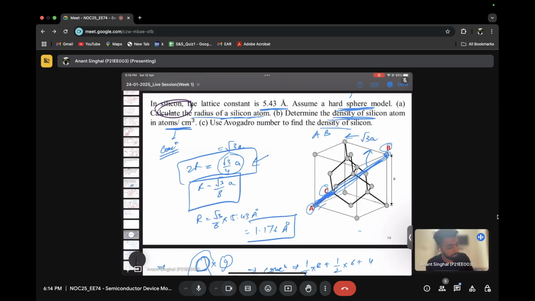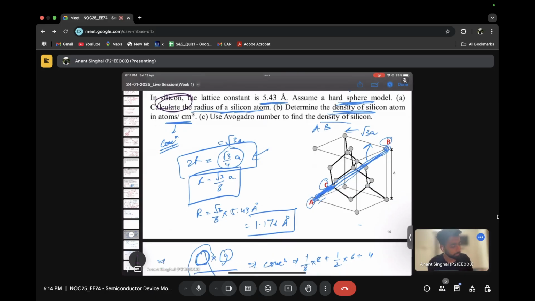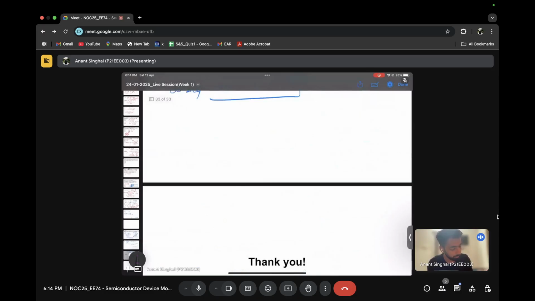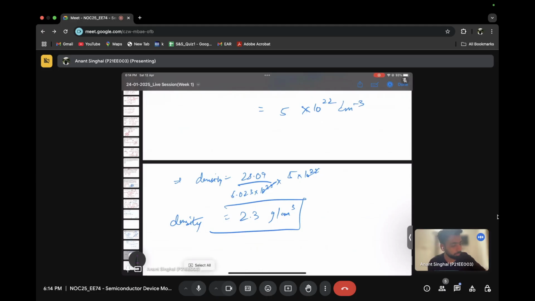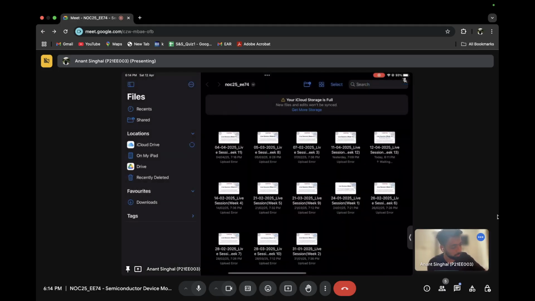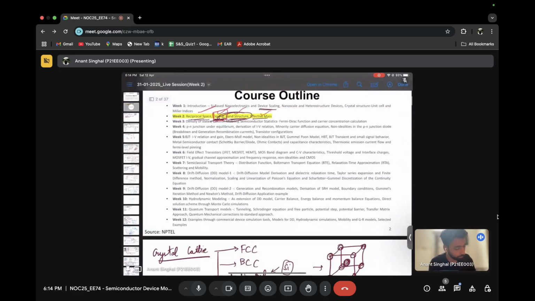Then we did cover a silicon problem. Silicon is a diamond lattice only, so that is fine. This is more or less the important part from week one. Let's move to week two.